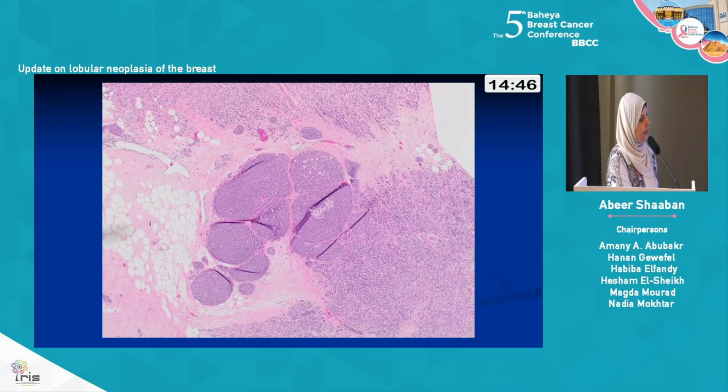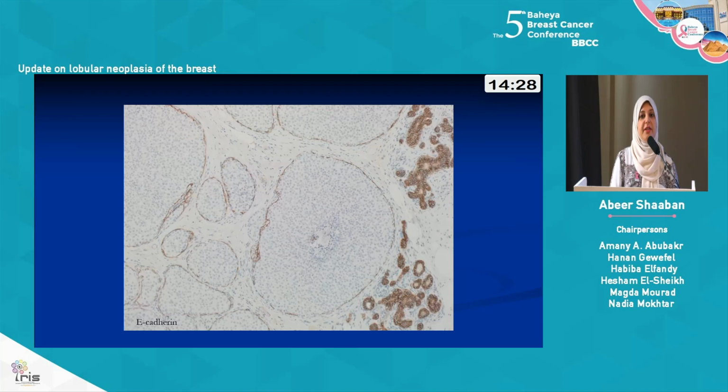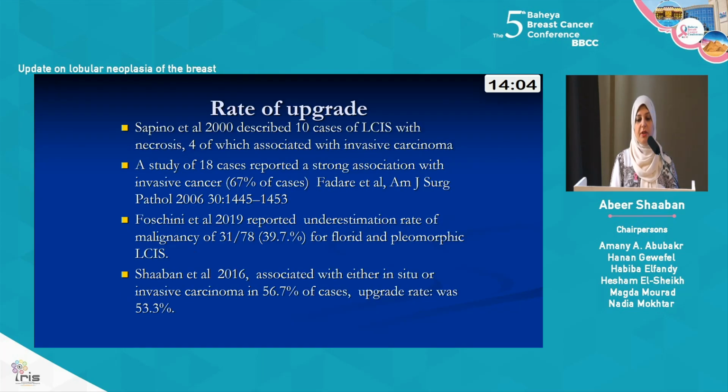This is one here that's associated with invasive lobular carcinoma, and it can be associated with a background of classic LCIS as well. Another example, again, note the low-grade nuclei, and this is associated with calcification here. To prove that it is lobular, you do E-cadherin, but I think the clue is to consider it, because if you don't, you'll call it DCIS. So just think about it, particularly if you have a solid proliferation. You don't have any other architecture. So consider it when you have solid low-grade in situ proliferation, look for discohesion, intracytoplasmic vacuoles, and do E-cadherin.